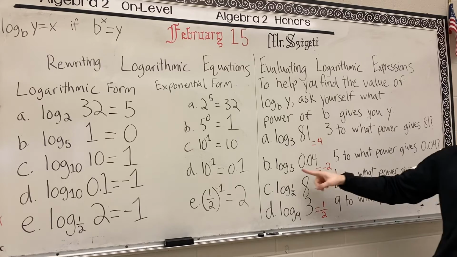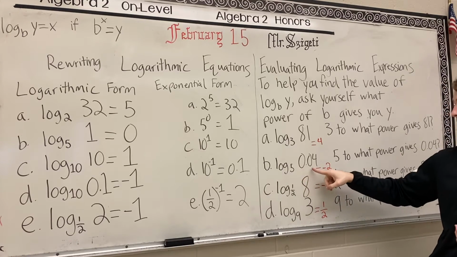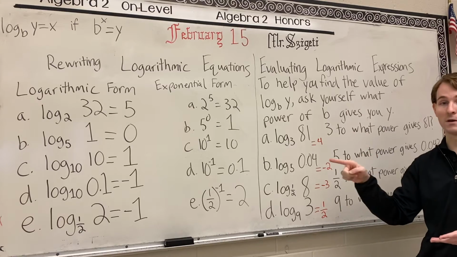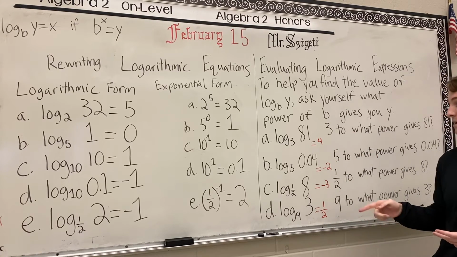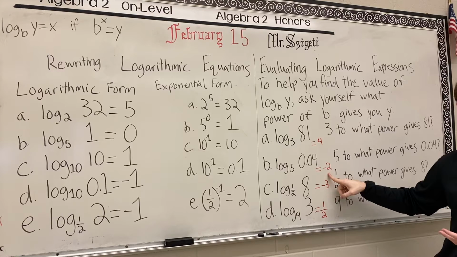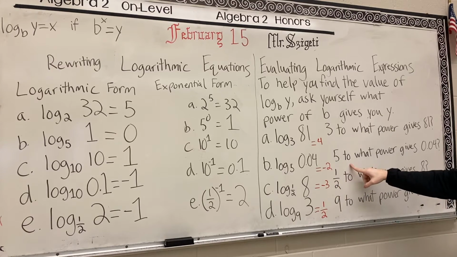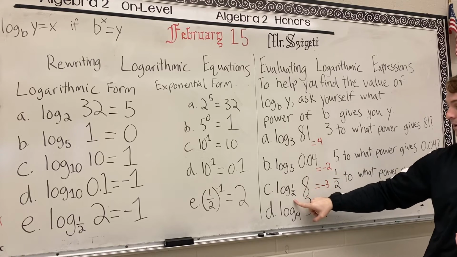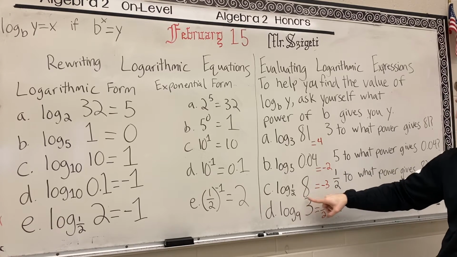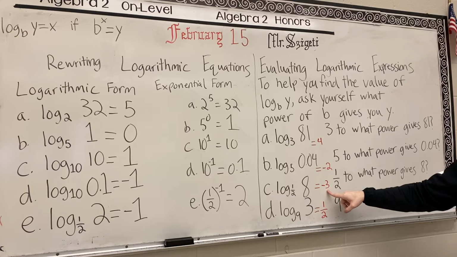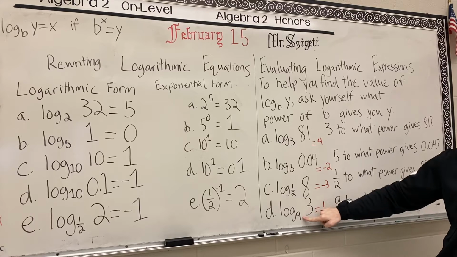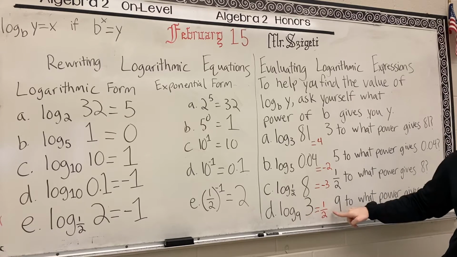So now log base 5 of 0.04. 0.04 is also the same as 1 over 25. So chances are the negative 2 power is what we're looking for. 5 to what power gives us this argument? Now we know. So log base 1/2 of 8 is negative 3. Again, that switching sides, switching signs concept that we've been doing. And finally, log base 9 of 3 gives us 1/2.